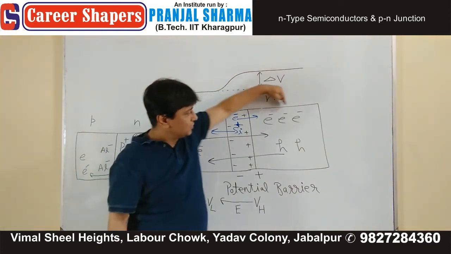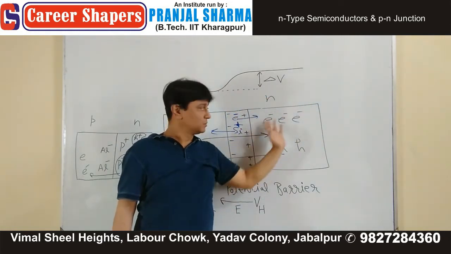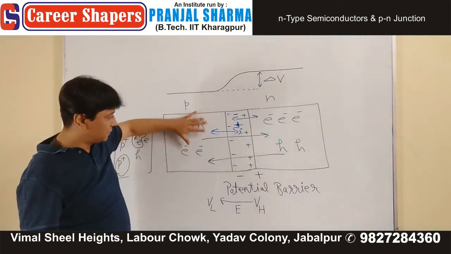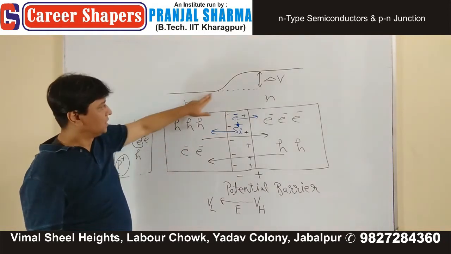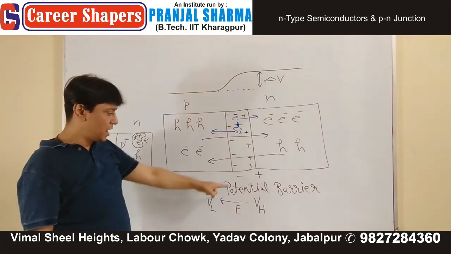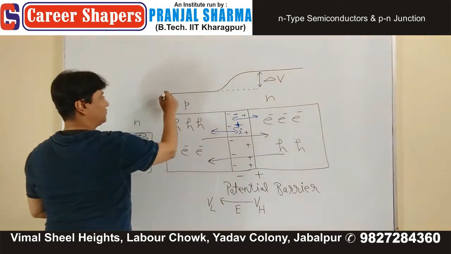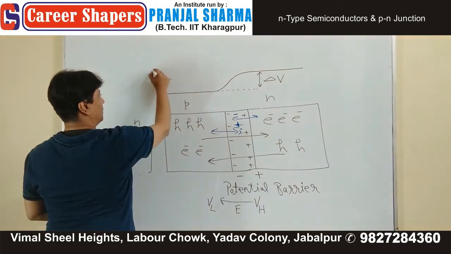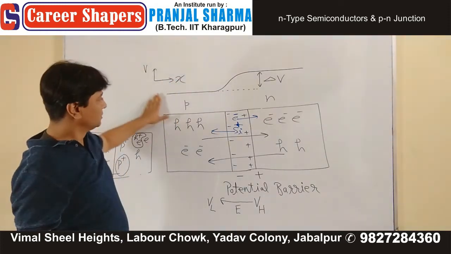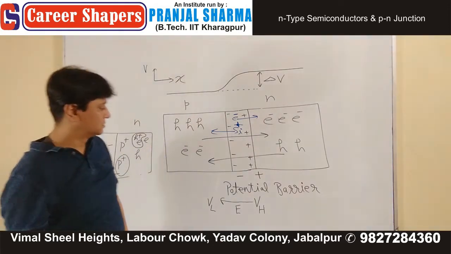And then this part is electrically neutral, let's say whole thing, this portion. And therefore potential remains the same. Similarly, the rest of the crystal on the left side remains electrically neutral. So this figure is giving us the idea of potential barrier. So what we have drawn is a graph of V versus X. Note down this.